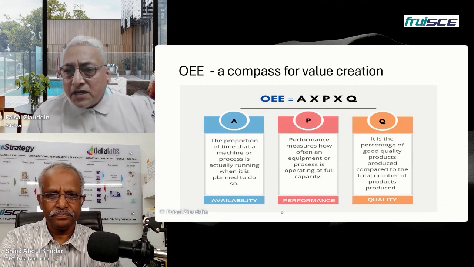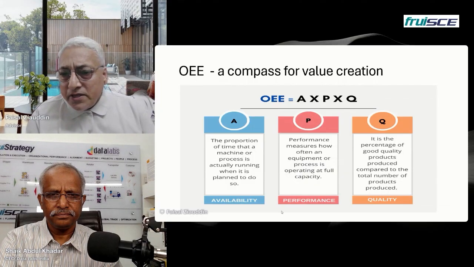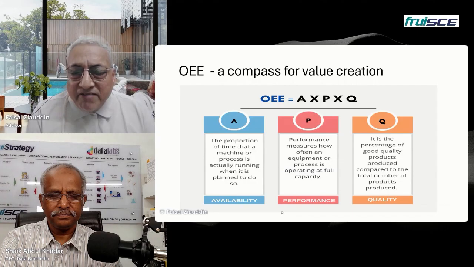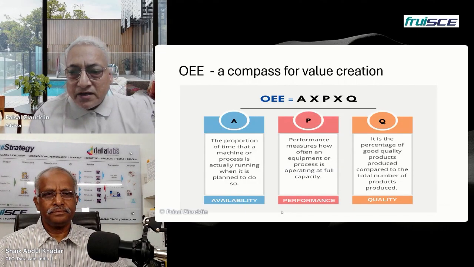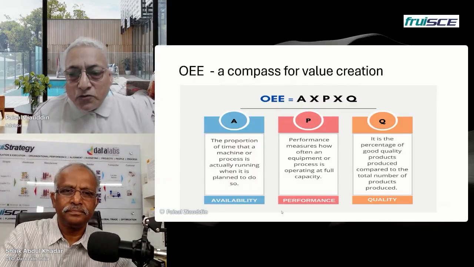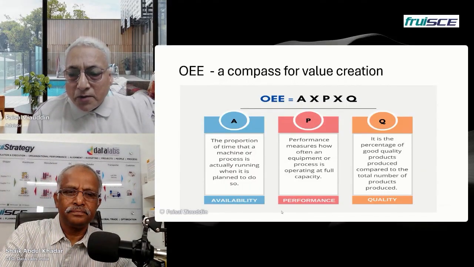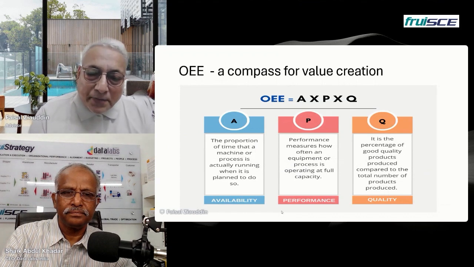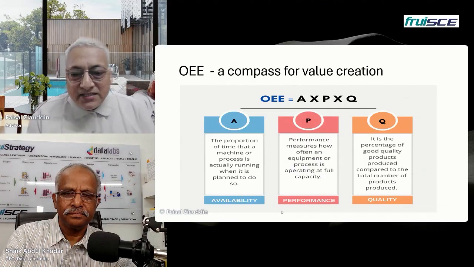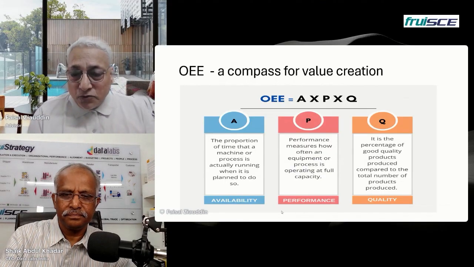So what is OEE primarily? Primarily, OEE is a combination of availability, performance, and quality. When we talk about availability, it is the portion of time that a machine or process is actually running when it is planned to do so. Performance per se measures how often an equipment or process is operating at full capacity. Quality is what you produced in the shift minus all the defects that got produced during those 8 hours.